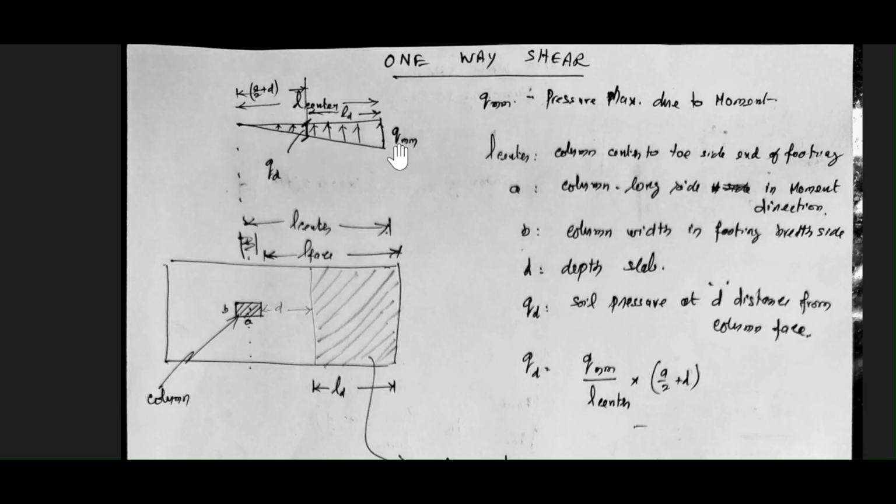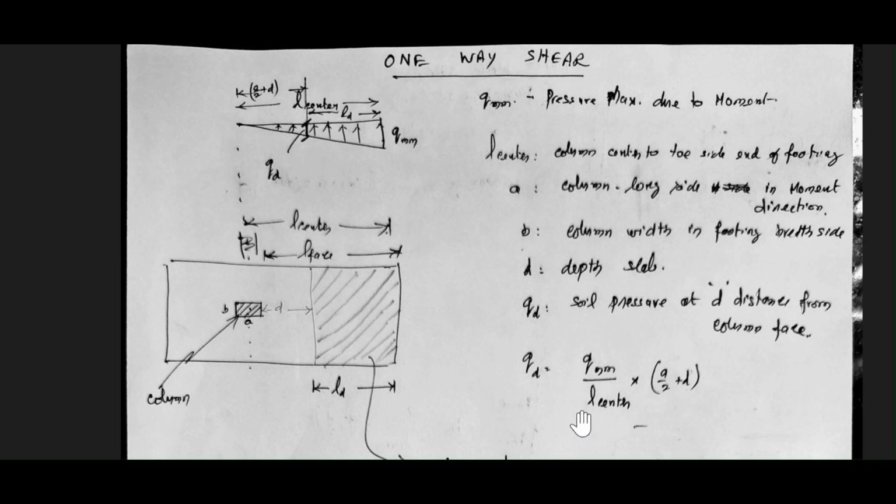The end soil pressure is QMM, that is moment maximum. Then the soil pressure at a distance of D from the column face is to be calculated for finding this upward soil pressure. QMM is the maximum pressure. This L center, we have already seen: the center of the column to the end of the slab. Then A is the longer side of the column, B is the width of the column, D is the depth of the slab, and QD is the pressure at a distance of D from the column face.